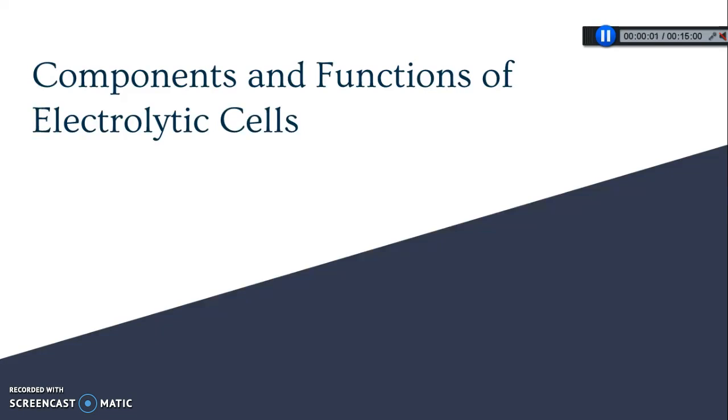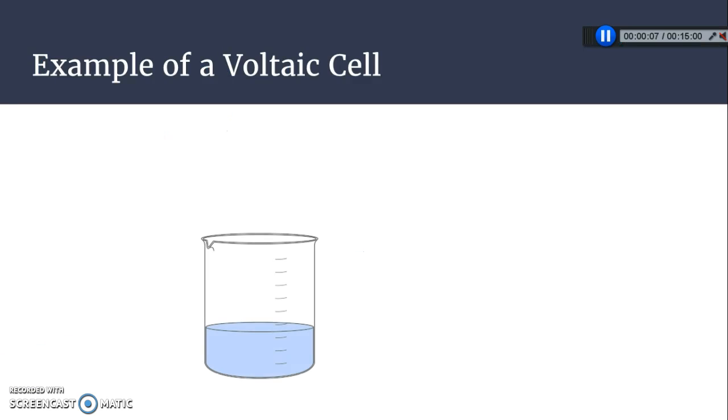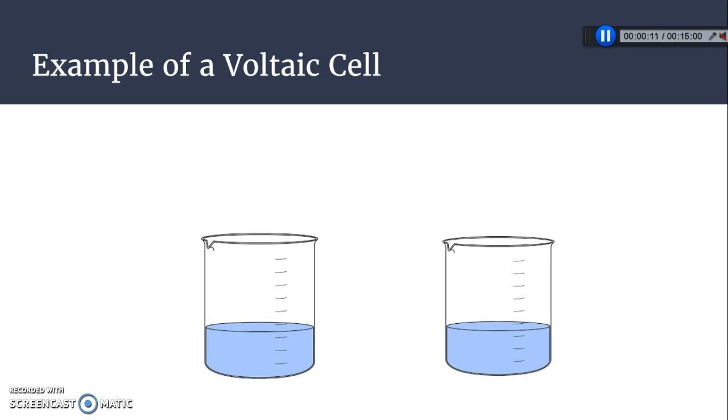In this video, I'll be teaching you the components and functions of an electrolytic cell, and also how to calculate voltage. Here is an example of a voltaic cell. We start with two beakers. In the first beaker, we have a copper 2 sulfate solution, and in the second beaker, we have a zinc sulfate solution. In the copper 2 sulfate beaker, we add copper metal, and in the zinc sulfate beaker, we add a piece of zinc metal.